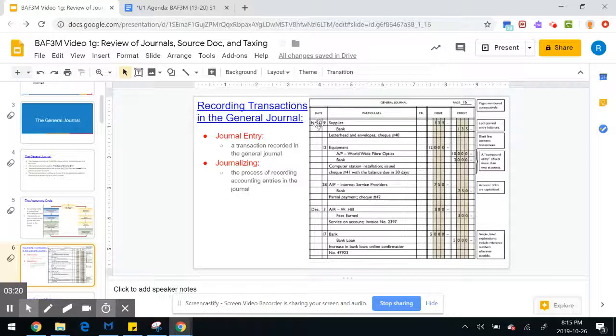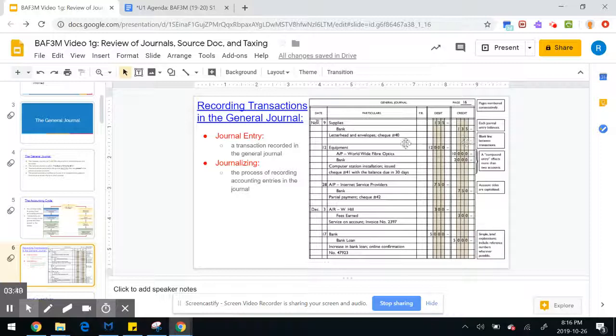With respect to the dates, we put down the month and the year at the top. The date needs to go every time. So even if both of these journal entries took place on November 9th, we'd put 9 here and we'd put 9 again. But you don't have to rewrite the month or the year unless either one of them changes, in which case we rewrite them where they change.